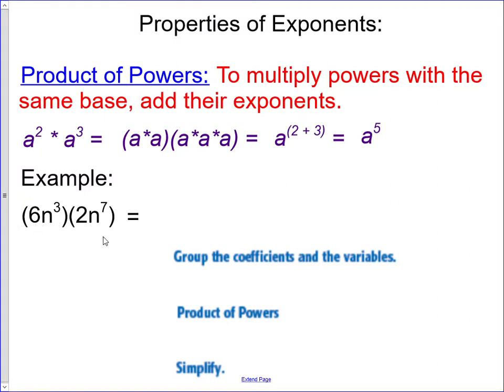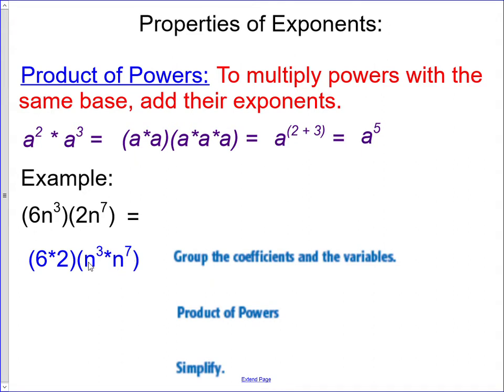Our first example, we have two monomials. We have 6n to the third power times 2n to the 7th power. Well, the first thing we're going to want to do is group our coefficients together and our variable terms together. So we know that multiplication falls under the commutative property, so I can rewrite it in any order I want. So we're going to do some grouping here. We're going to do 6 times 2, and we're going to do n to the third power times n to the 7th power.